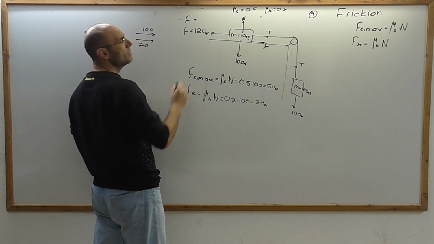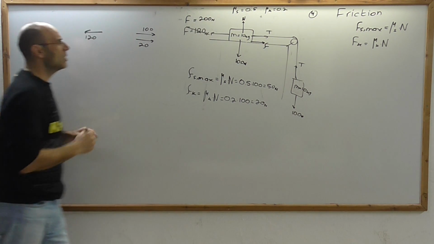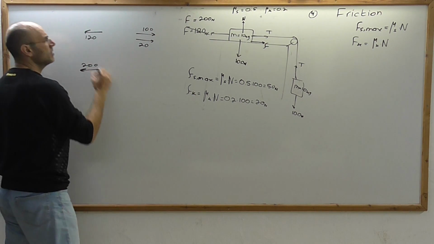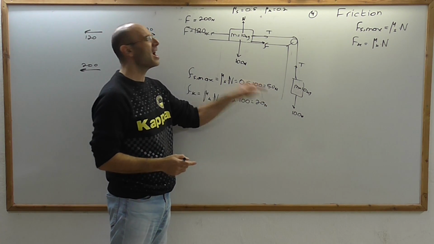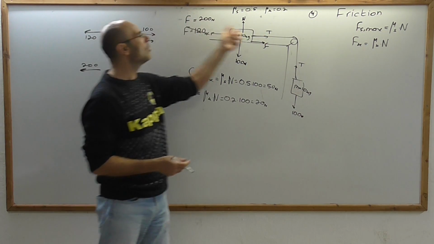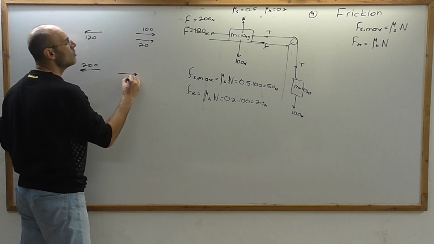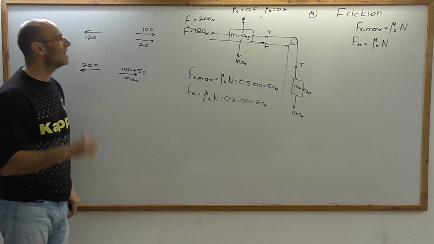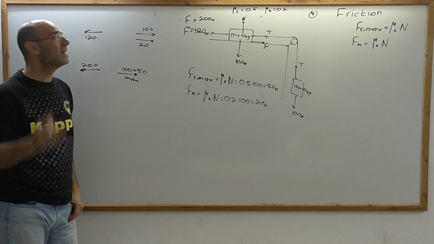Now F, I decided to be not 120, I want it to be 200. Now if it's 200, what will happen? I have 200 in this direction, and in the other direction I already have 100, and the friction force can adjust up to 50. But even if it gives me 50, 200 overcomes 50 and 100. So it will move. I have a maximum here of 100 plus 50. So the system will move. And if it will move, the friction force here will not be static anymore, it will be kinetic.